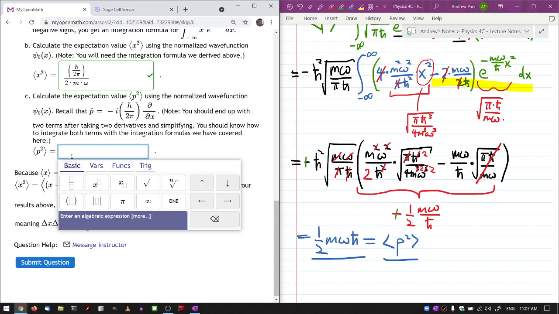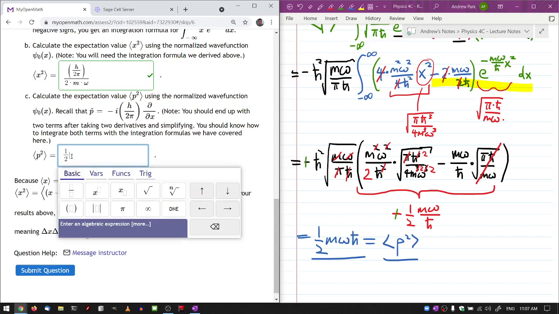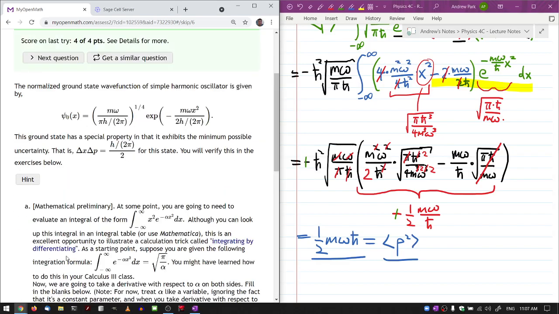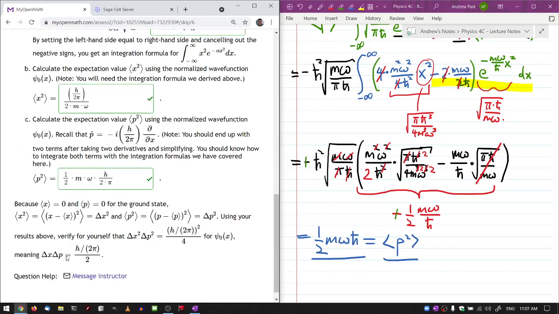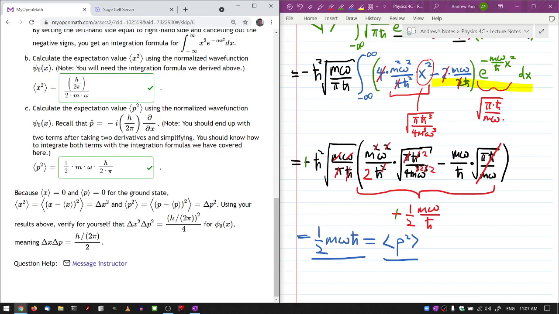I do recommend for something like this that you do all the simplifications fully, because there's a greater chance of making a mistake as you type in the expressions. So that's the result for part C. What's left here as a comment is that when you multiply these two expressions together, m omega cancels out, and you are left with 1/4 h bar squared.